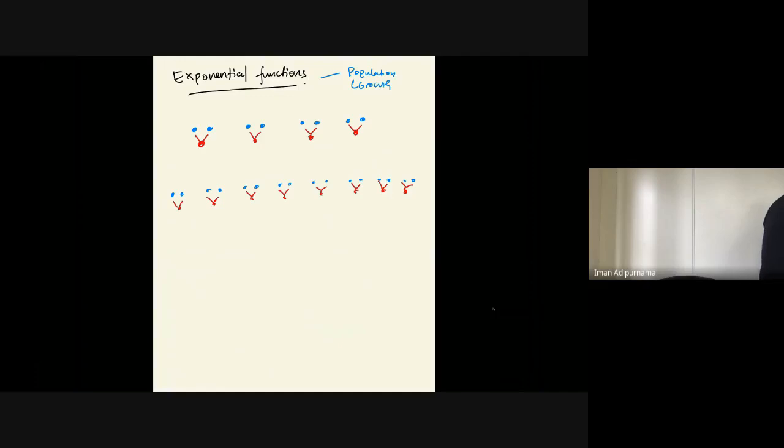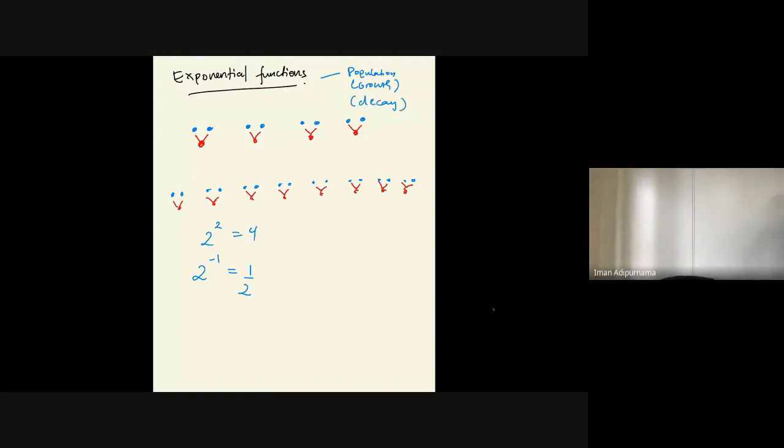But exponent is also for, you can have this become 4, right? And you can have this become half, right? So it can be not only for growing, but also decay. We will learn maybe next session the growth and decay, but this is just the intro, okay?